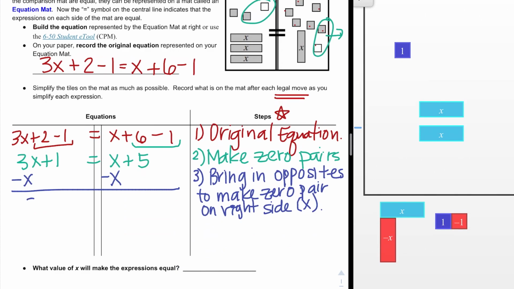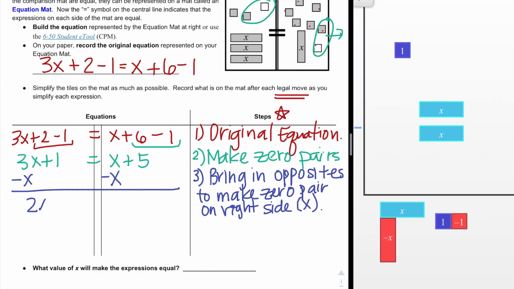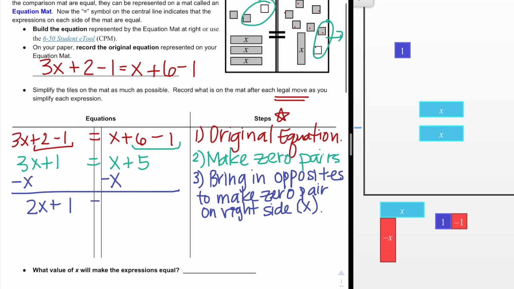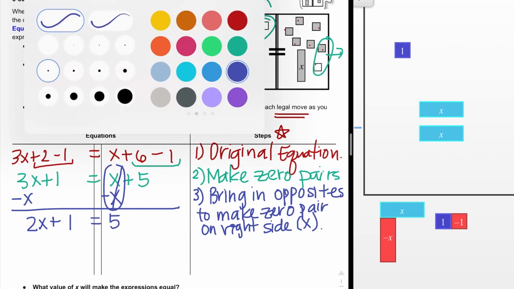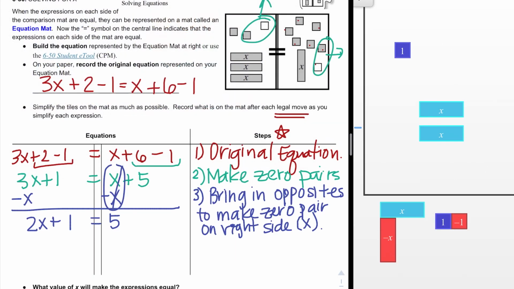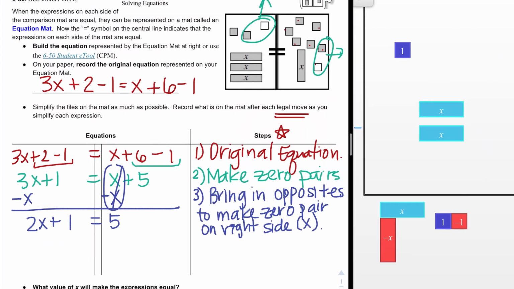And now I'm left with 2x, like you see it right here on the right. Okay, 2x plus 1 equals no more x's on the right side, but I have 5 ones left. Okay, and change the color for the next step. Okay, and then I'm going to go back to the mat. Oops, I'm going to go ahead and draw it in.